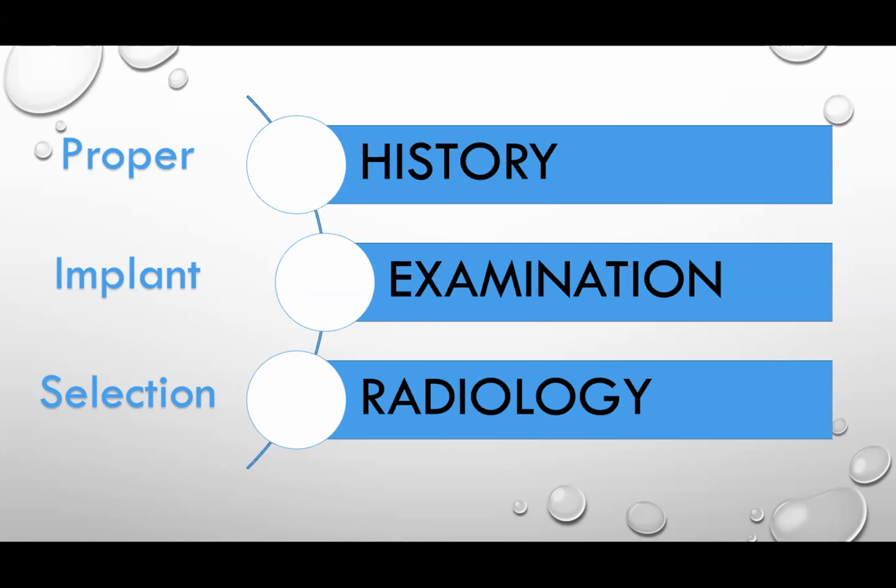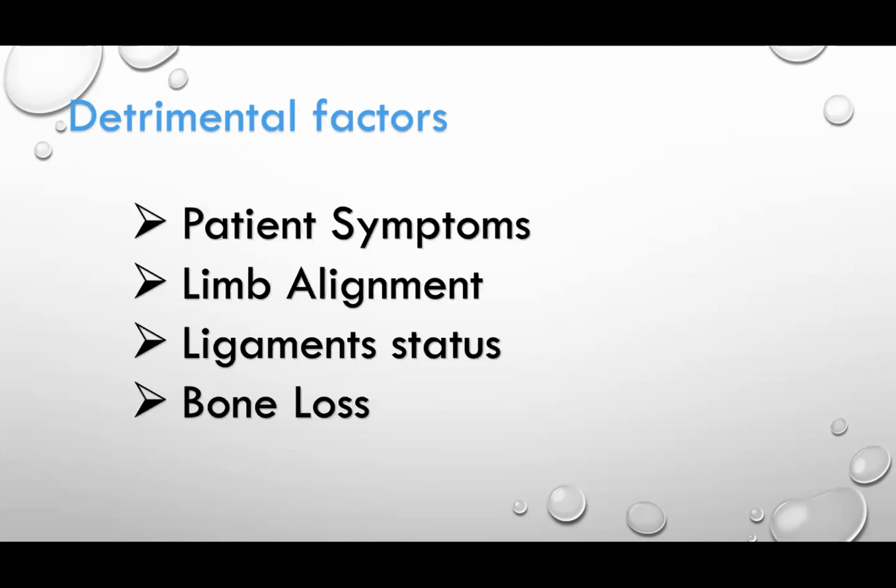You have to do a very good examination. You have to examine the knee in general to know where the pain is and where the tender point is, and the range of motion is quite important. Ligament instability is quite crucial. And of course, you have to do a proper radiological examination, like an alignment examination and standing views for the particular knee. There are lots of determinant factors in selecting your implant, but patient symptoms, limb alignment, ligament status, and bone loss are the most important things.